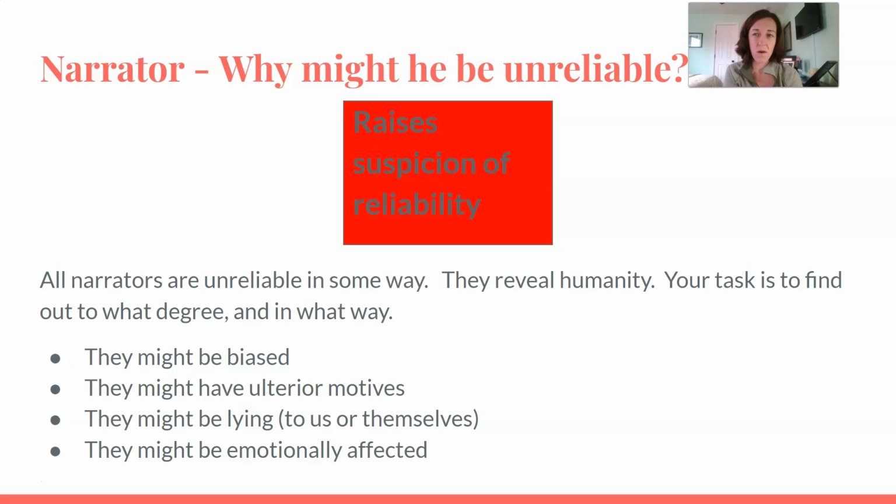And there are other biases at work too. So bias, ulterior motives, they might be lying to us or to themselves. And we might be able to pick up on that deceit. But there could be deception that they're clearly laying out for us not even to find, or for other characters not to find. And in the scene that we'll look at today, that's really clear. So Raskolnikov is lying to Porfiry Petrovich in the scene that I'll show you.